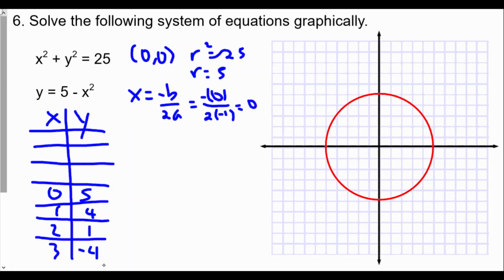Okay? And the nice thing here after I found my axis of symmetry is that the next 2 units above or less than 0 will have the same y values. That's one of the properties of a parabola. So let's plot these points here. At x equals 0, y equals 5. Oh, look at that. I already found 1 point.